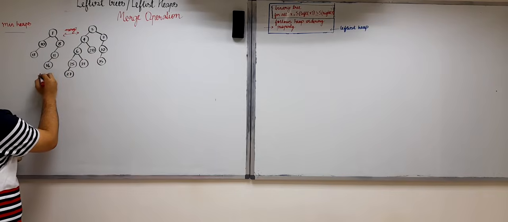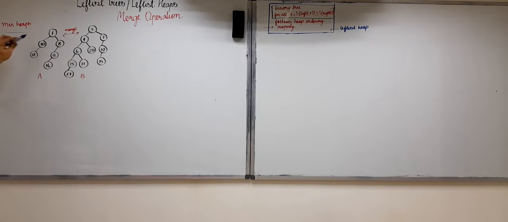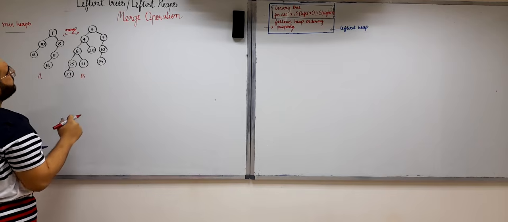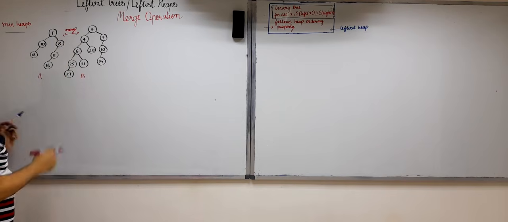Let us name these leftist heaps A and B. What we do is that we look at the root of A and the root of B and find out which leftist heap has a smaller root, okay? In this case, the root of A is 1, the root of B is 3. So A has a smaller root.